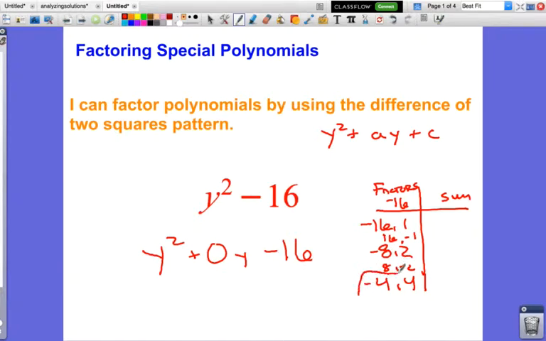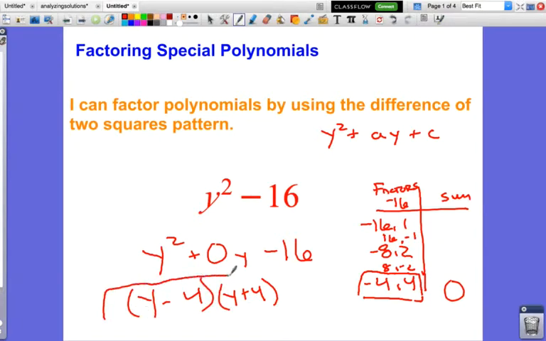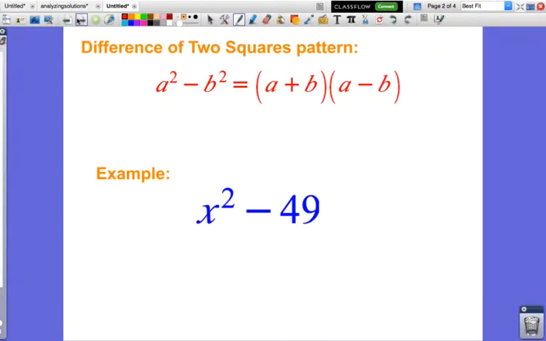Right away, we can see it should be negative 4 and 4, because these cancel each other out. Negative 4 plus 4 is 0. So my answer would be y minus 4 and y plus 4, because negative 4 and 4 are my two factors. Here's the factorization of y squared minus 16. The process is still the same, but there is a pattern that makes this a little easier than going through all that.